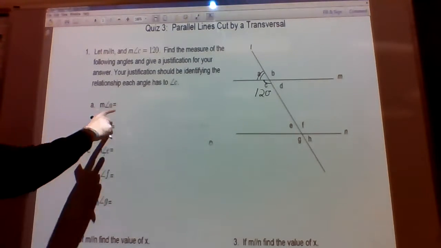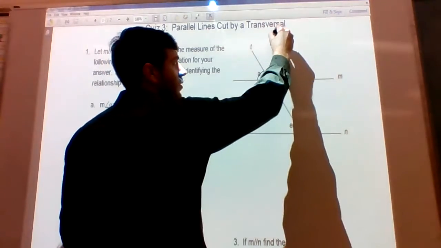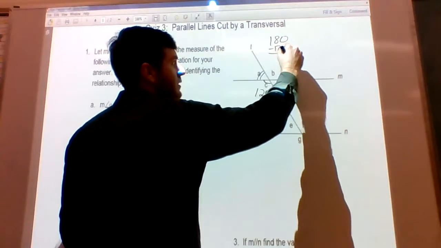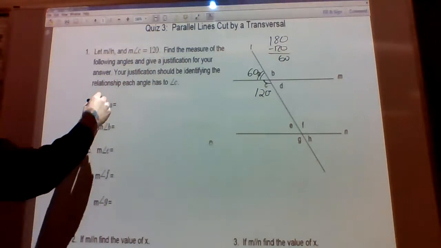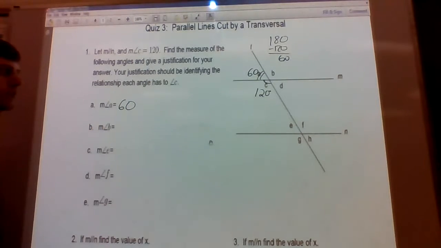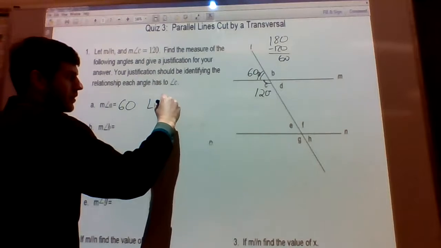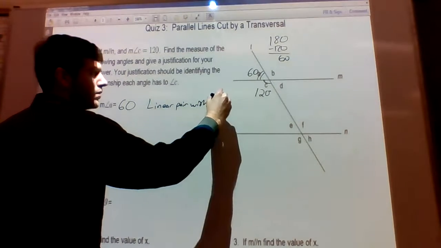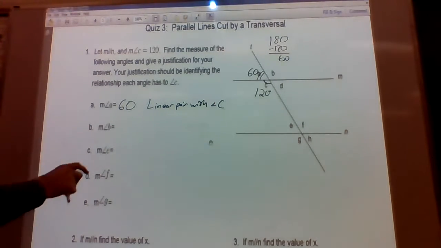So A, these are a linear pair, so they're supplementary. So their measures add up to 180. So if we do 180 minus 120, we're going to get 60. So the measure of angle A is going to be 60 degrees. Okay, and the justification is it's a linear pair with angle C. A is a linear pair with angle C. Okay, second question is for B.